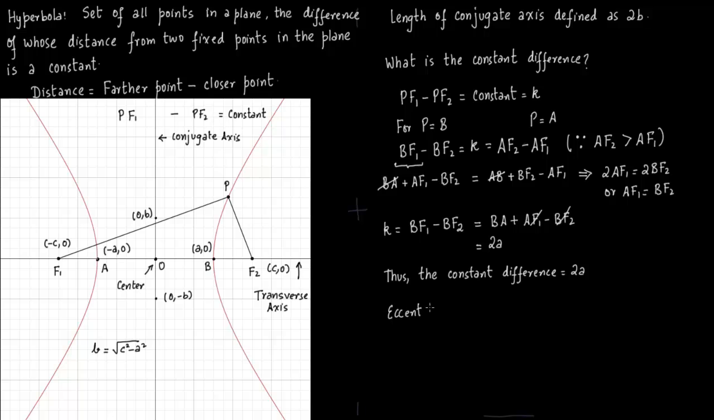The eccentricity is given as c by a. So this is the eccentricity of the hyperbola. Notice that c squared in a hyperbola is a squared plus b squared. This is very different from the ellipse, where c squared is a squared minus b squared.